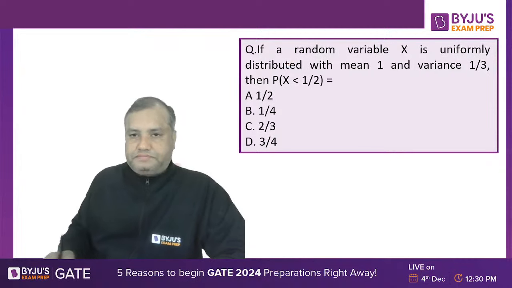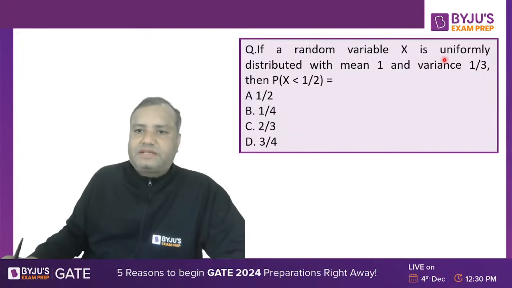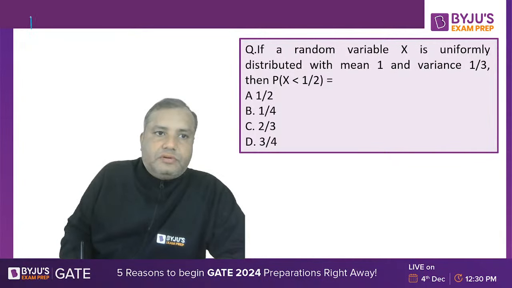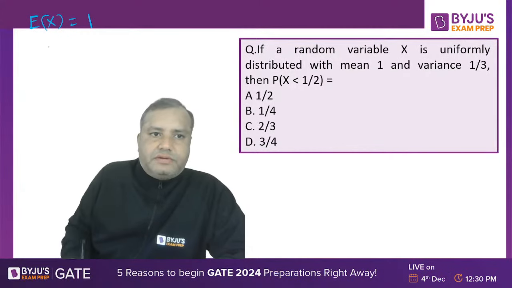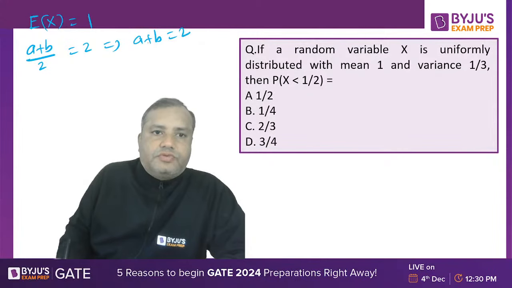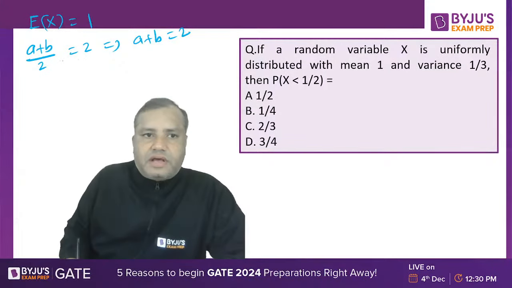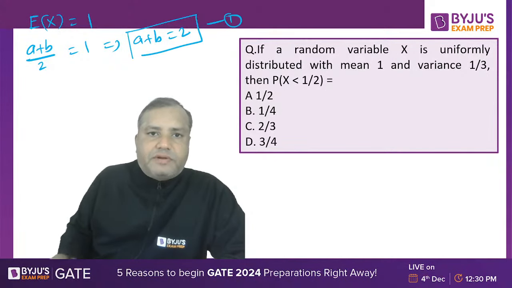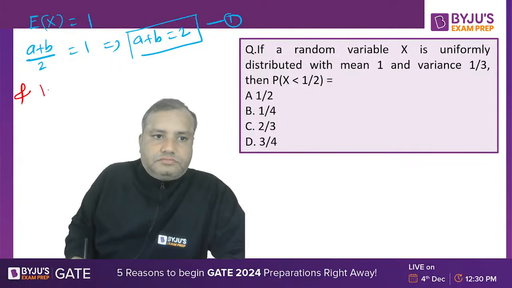See, if a random variable x is uniformly distributed with mean 1 and variance, here mean is 1. So mean is actually a plus b by 2. Mean is given as 1, so a plus b will become 2. This is my equation number 1. Then variance. Variance is given as 1 by 3.